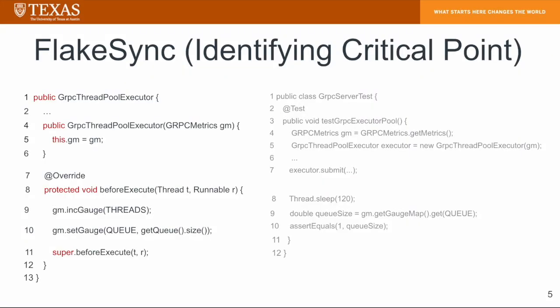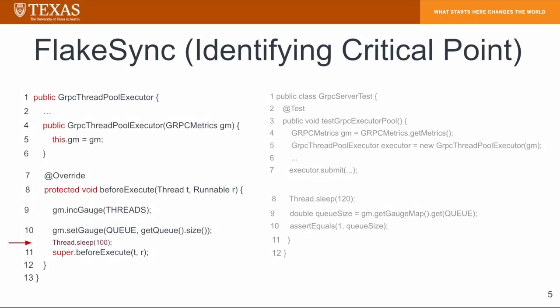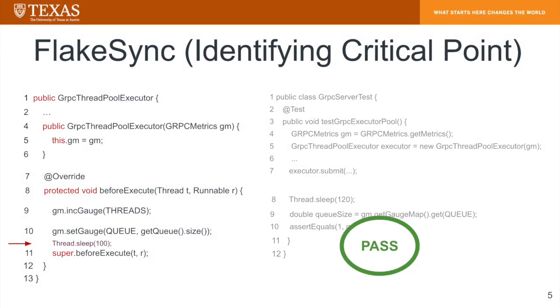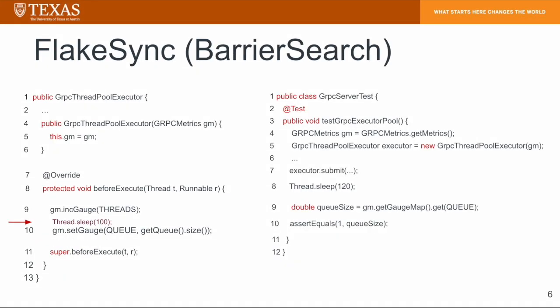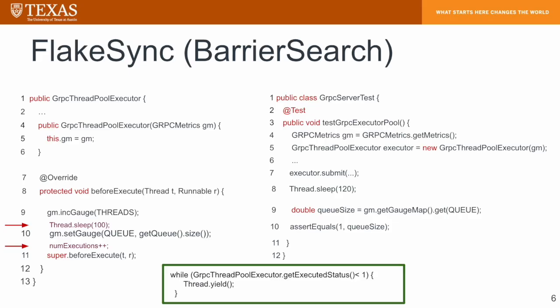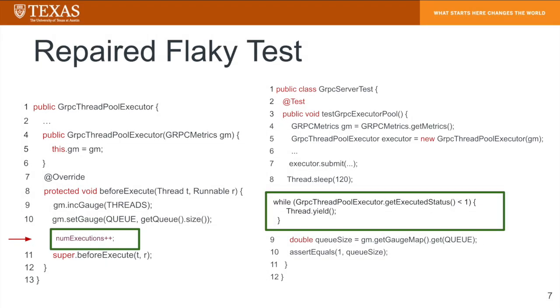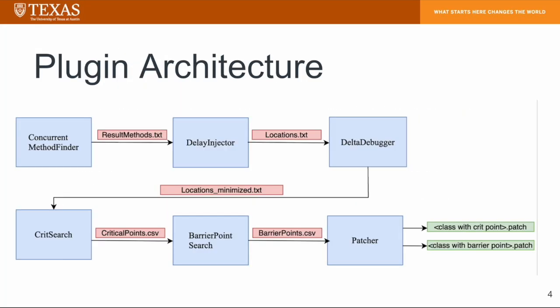The critical point is the point at which, if a delay is inserted, the test will definitely fail. This is because the test relies on the necessary computation being completed by this point, allowing for the test to proceed without failing. The barrier point, on the other hand, is the line that must wait for the critical point to finish executing, synchronizing with the critical point so that the test can pass. This is why we insert a while loop for the critical point to execute an adequate number of times. Lastly, the plugin generates patch files for both classes, the class containing the critical point and the class containing the barrier point. We have packaged this tool as a Maven plugin.